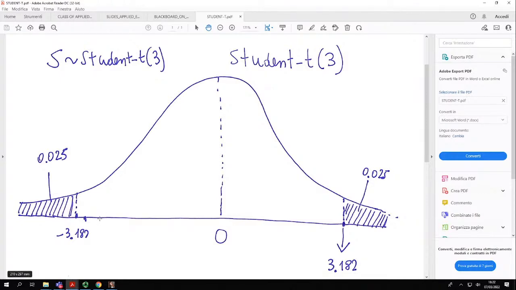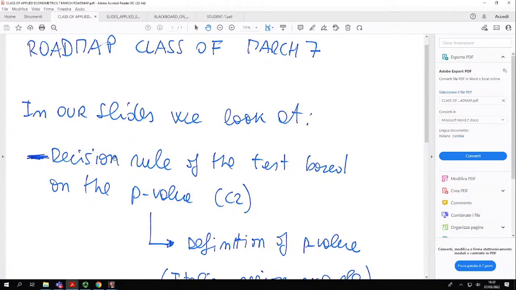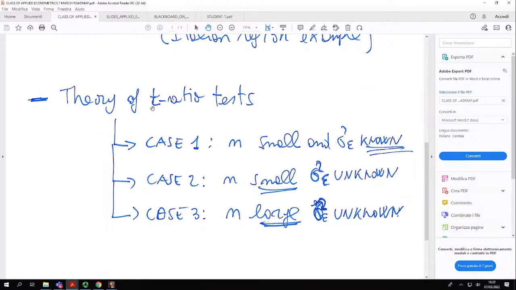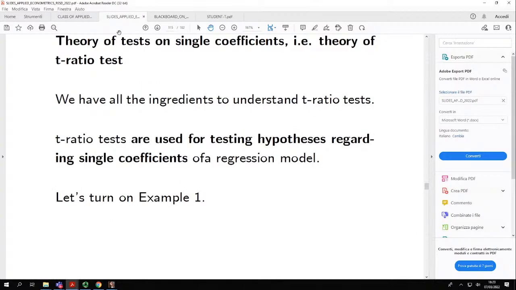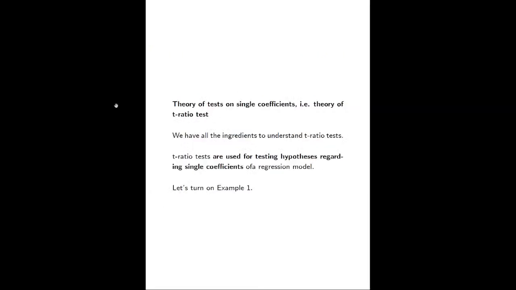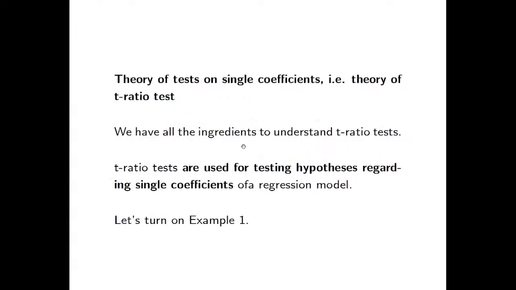Now, let me come back on the roadmap. Now we have all the ingredients to develop this theory of T-ratio test, and we can divide case 1, 2, and 3. Okay, so I go on the slide, theory of test on single coefficients. When we talk about T-ratio, we have in mind the test on single coefficients of the model. So T-ratio tests are used for testing hypotheses regarding single coefficients of a regression model.